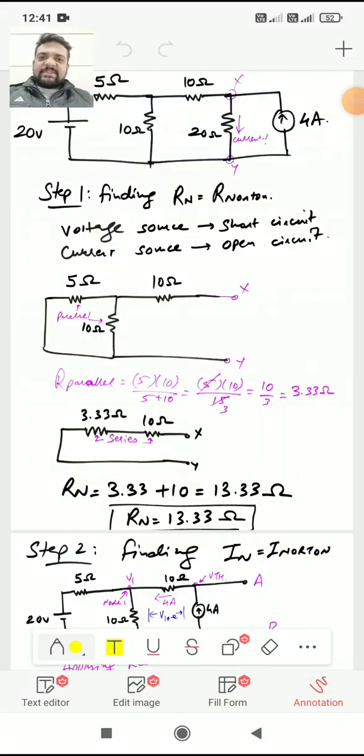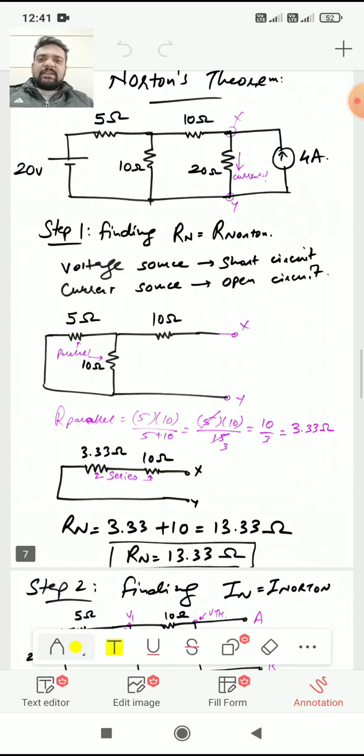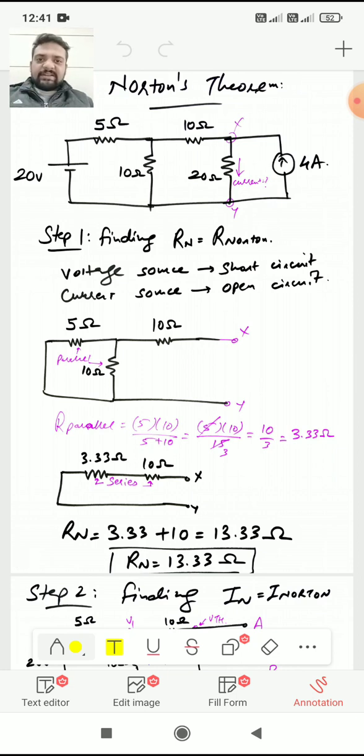Now we will solve the same circuit using the Norton's theorem. So using Norton's theorem, the whole circuit has to be converted into one current source and one Norton resistance, which would be connected in parallel with the current source. So currently we would be first finding Rn, or the R Norton.